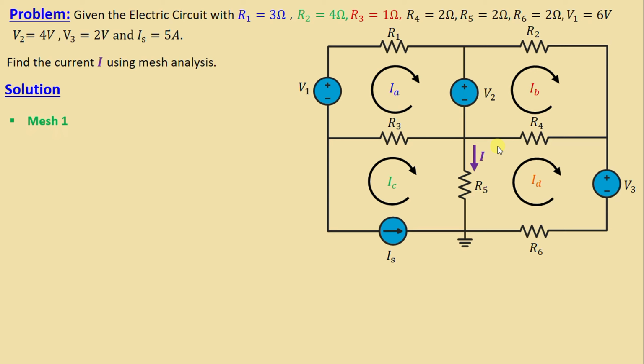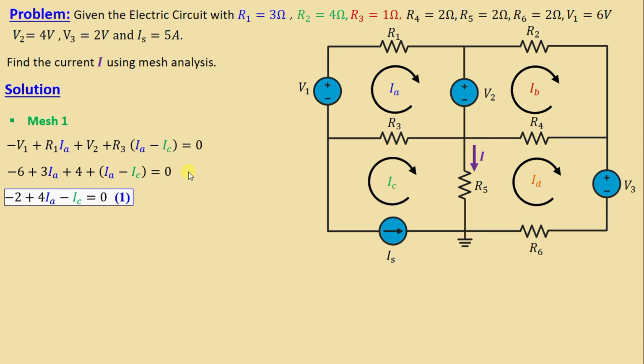By applying KVL in mesh 1, we can write negative V1 plus R1IA plus V2 plus R3 times IA minus IC is equal to 0. By replacing the resistors and the voltages with their numerical values, we obtain negative 6 plus 3IA plus 4 plus IA minus IC is equal to 0. If we continue simplifying this equation, we obtain negative 2 plus 4IA minus IC is equal to 0, and I will call this equation number 1.